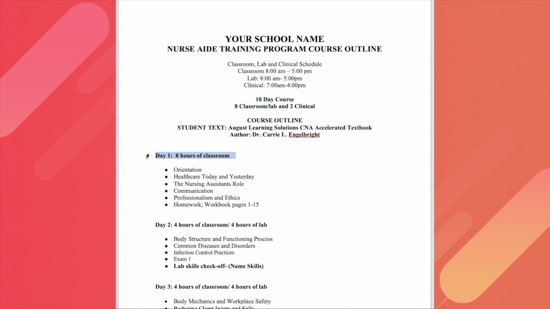I suggest you label them each day 1, day 2, and so on. If you label them by the day of the week, it is possible that those days may change from month to month depending on the holidays that you're going to observe. For instance, if you have a Monday through Thursday program, but your school observes Martin Luther King Day, which happens to be on a Monday, your outline will be a little off if it states that class is every Monday through Thursday.